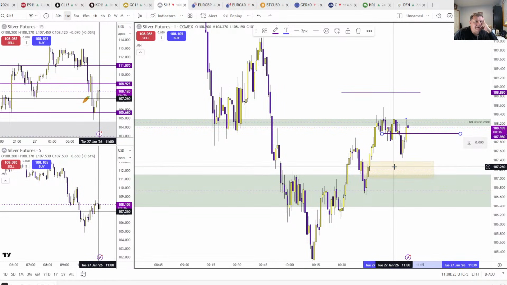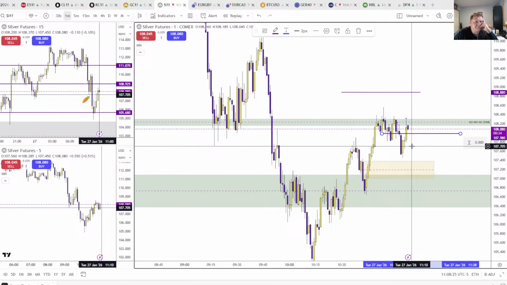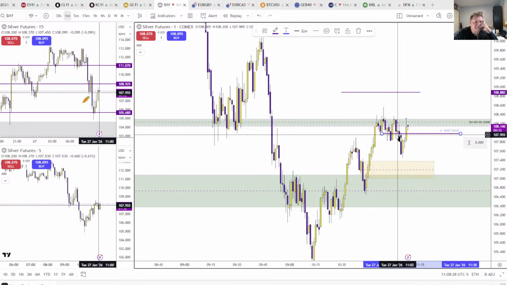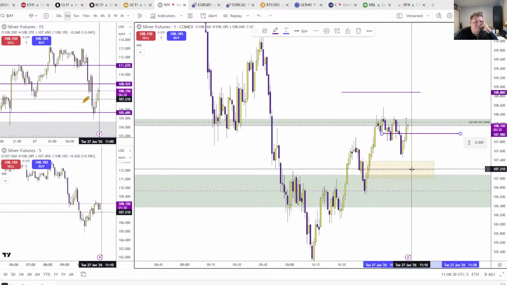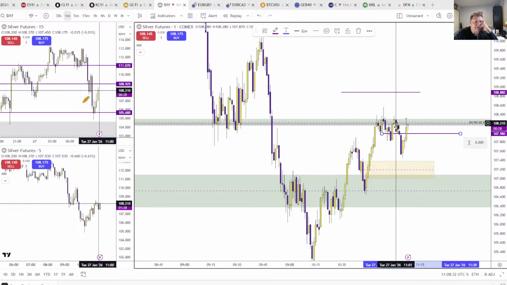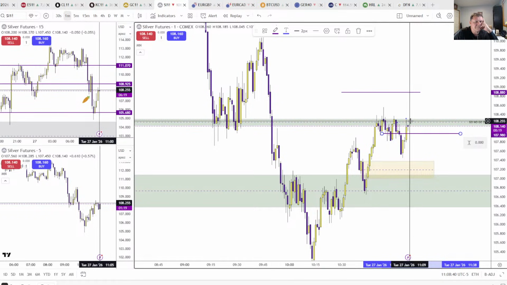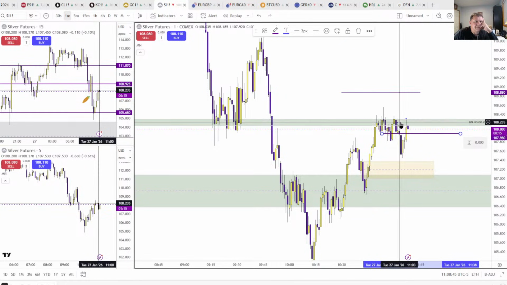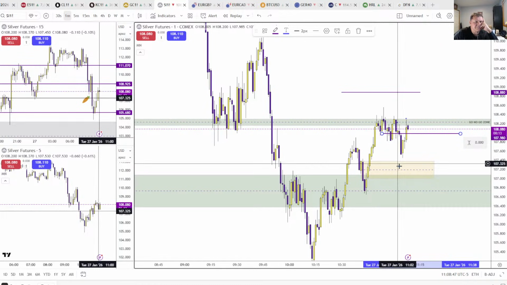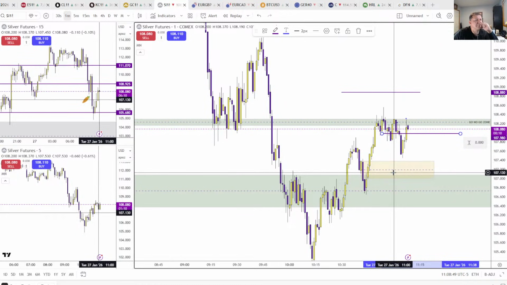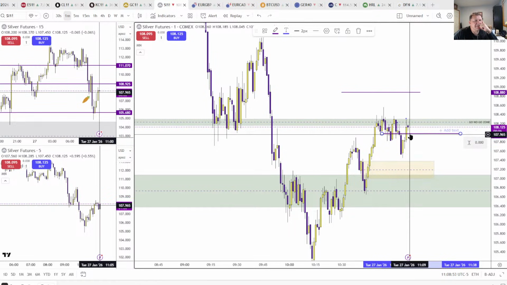This box is not even part of the equation just yet. Looking for this little area right here. If we pop back through 108.21, then it's got to close above that before we look for an extension. But in the meantime, look for this area right here.